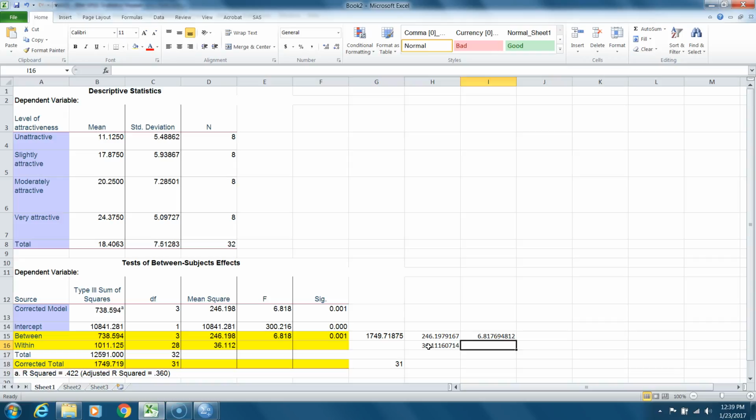Or, even better, you could use Google and look up the ratio if you have degrees of freedom in your numerator of 3 and degrees of freedom in your denominator of 28. You can go find an F table online and see whether it's significant. Of course, since we did this in SPSS, it already gives us our significance value of 0.001.